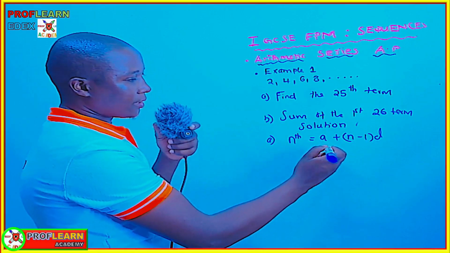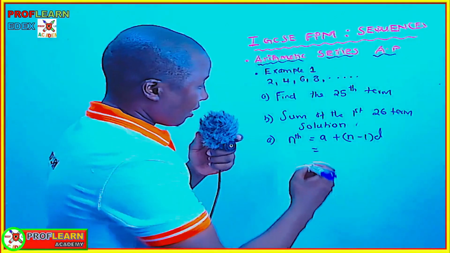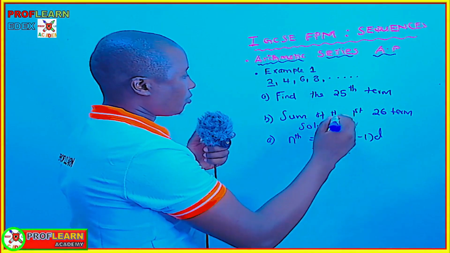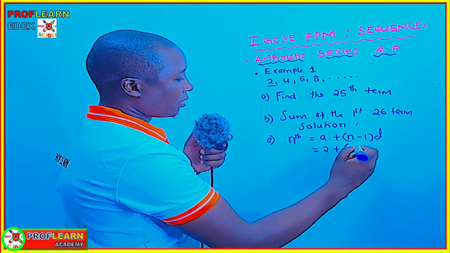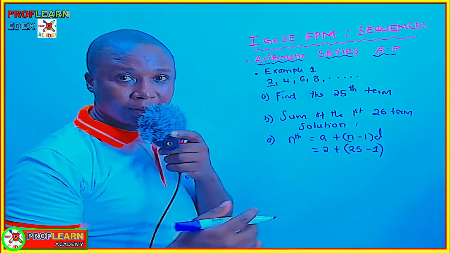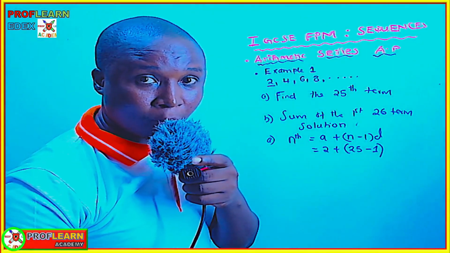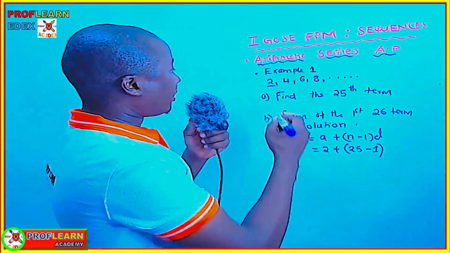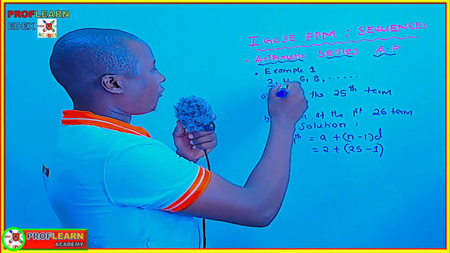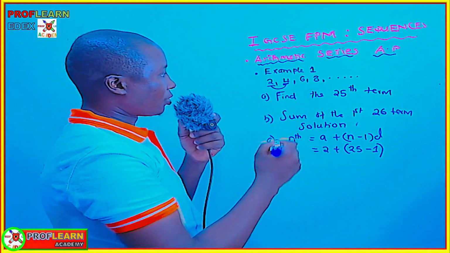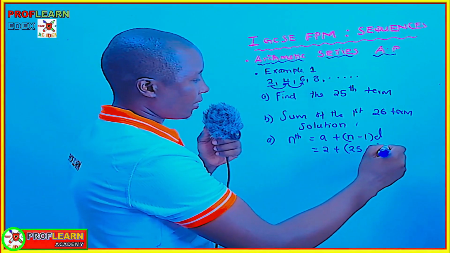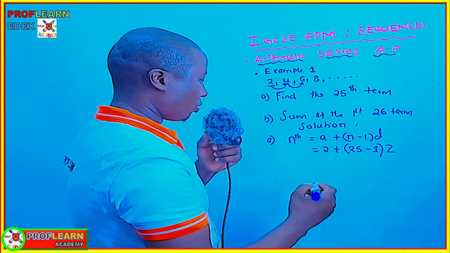Now, in this case, a is the first term, and our first term in the sequence is 2. We are finding the 25th term, so n is 25 minus 1, and d in this case is the common difference, which is the difference between each of the two consecutive terms. This is 4 minus 2, which is going to give us 2, or 6 minus 4, which is going to give us 2. So the common difference is 2.